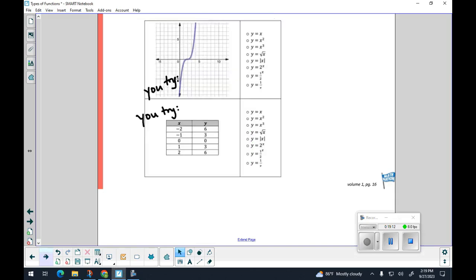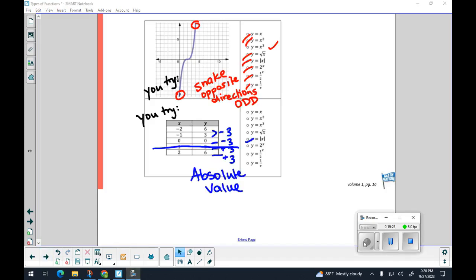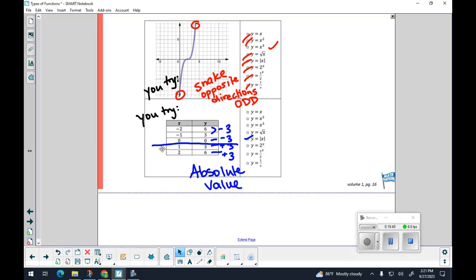Now pause the video again and try these two, the graph and the table. Okay, so hopefully you tried it. So remember that in the graph, the snake is going up the tree. It's going in opposite directions. So it is going up the tree, so we should be selecting the y equals x cubed and not the cube root, right? Because remember the roots of the tree are at the bottom, they're on the ground, but the snake is actually climbing up the tree. So its parent function is going to be y equals x cubed.